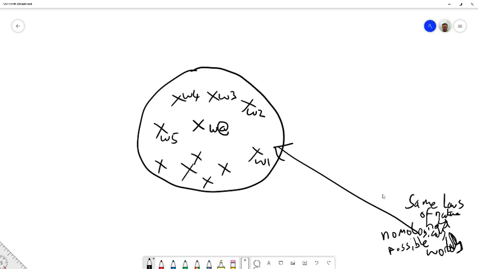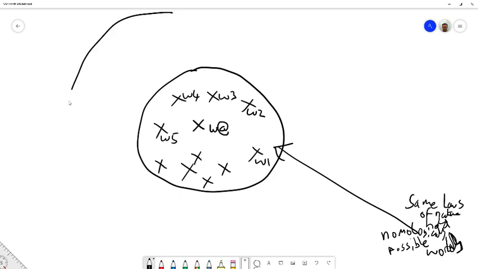So I might say it's not possible for somebody to travel from John O'Groats to Land's End in a quarter of a second. And what I mean by that is it's not nomologically possible. Given the laws of nature, it's not possible for somebody to do that. And that's another way of saying that there is no possible world within the set of nomologically possible worlds in which somebody travels from John O'Groats to Land's End in a quarter of a second. Okay? So there we're assuming the laws of nature.